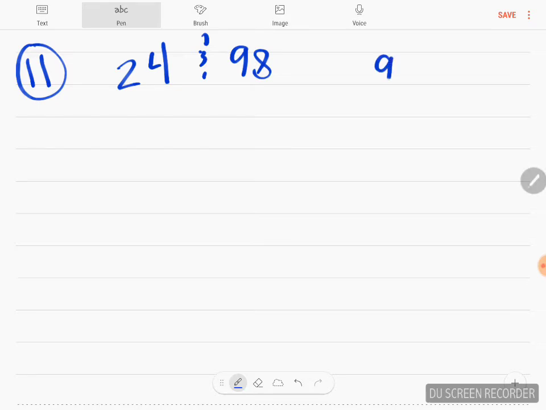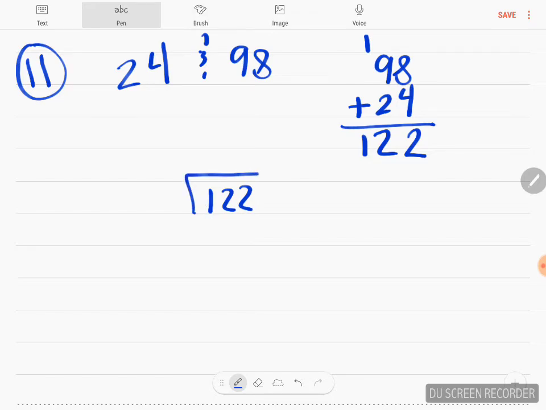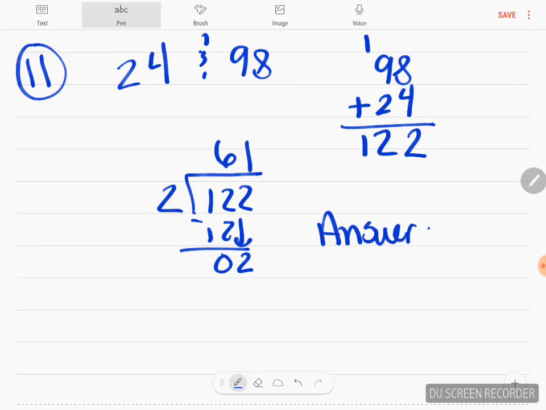So let's take 98 plus 24. 8 plus 4 is 12. 2, carry the 1. 9 plus 2 is 11, plus 1 is 12. So 122, and now we got to divide that by 2. 2 goes into 12 6 times, and 2 goes into 2 once. The answer, 61.